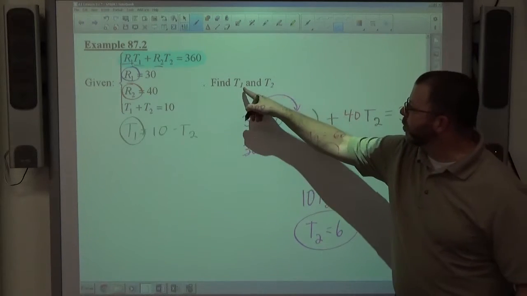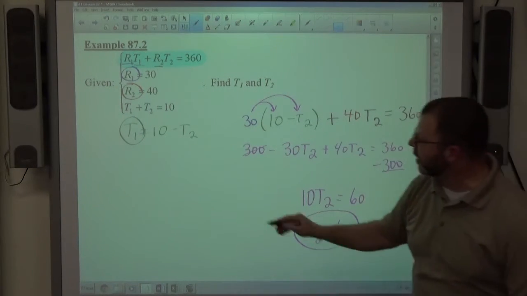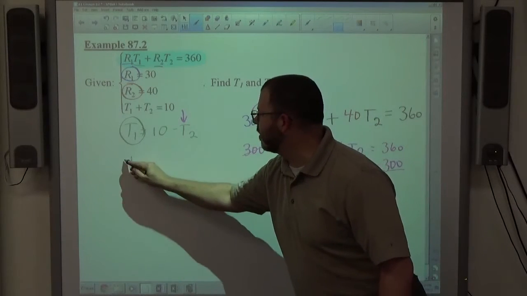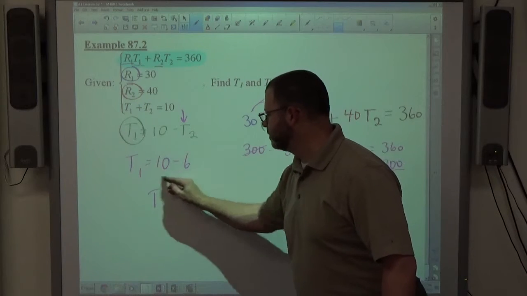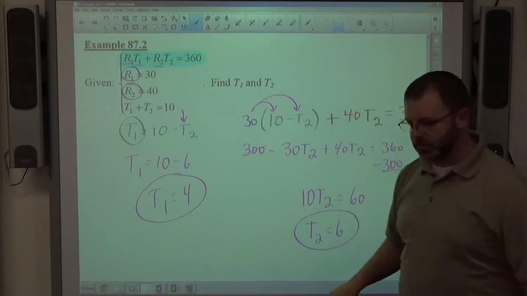It says to find T sub 1 and T sub 2, so T sub 2 is 6. 6 goes there. T sub 1 is equal to 10 minus 6, so T sub 1 must equal 4. And there's our answers.